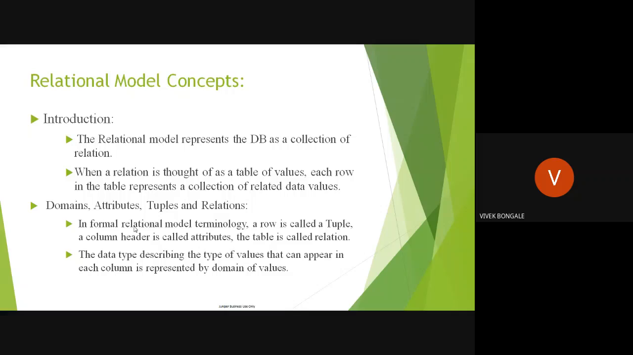And the values we give for these attributes are the row values. For example, student ID is 001, student name is Akash, and the student address is Bangalore. These are the row values that we call a tuple. So in formal relational model terminology, a row is called a tuple, a column header is called an attribute, and the table is called a relation. The data type describes the type of values that can appear in each column, represented by the domain of values. A domain is given a name, data type, and format.